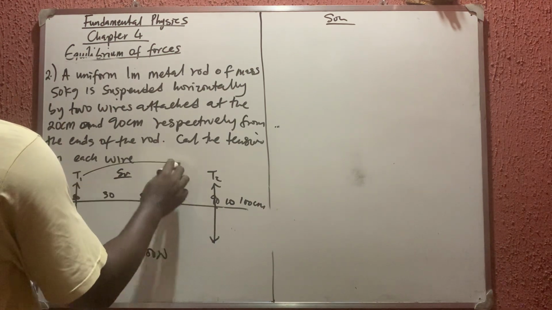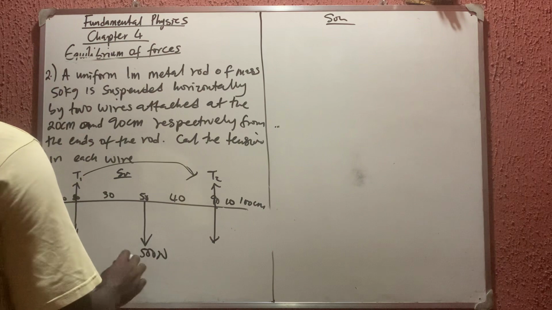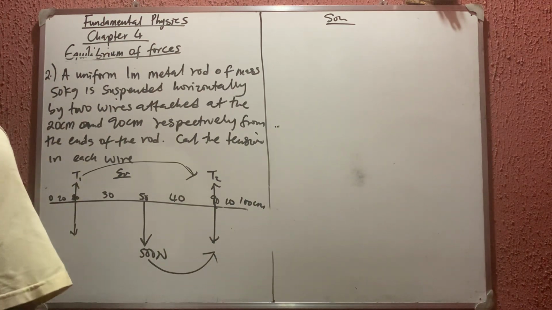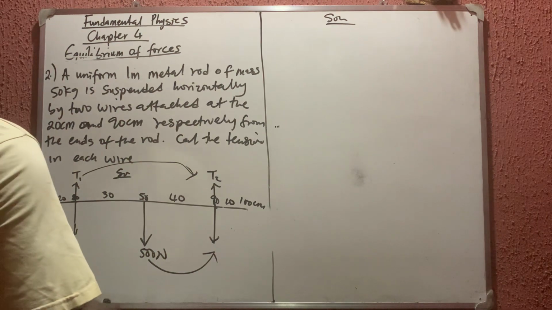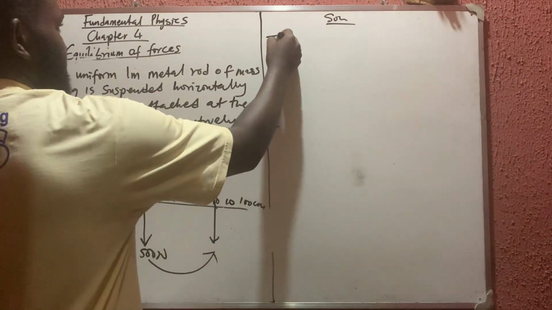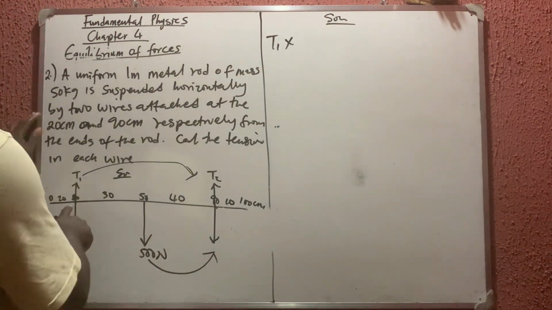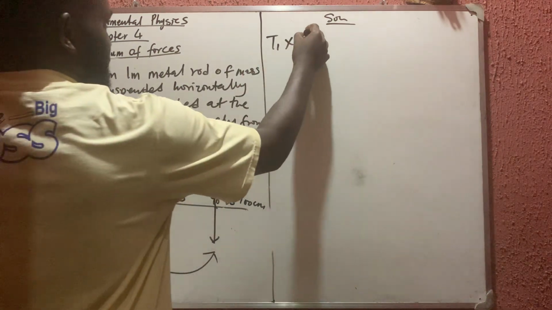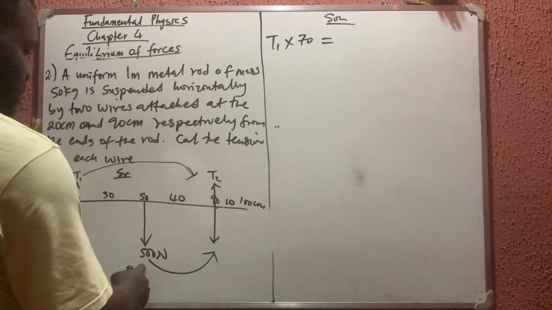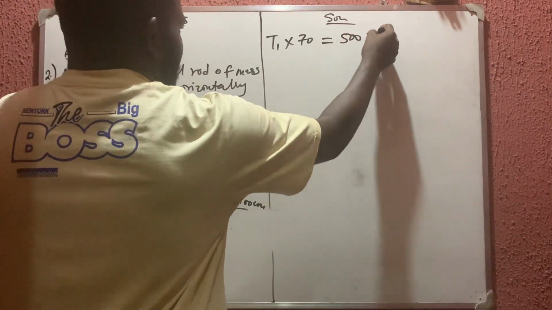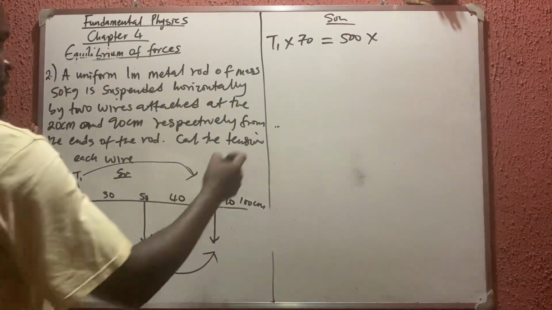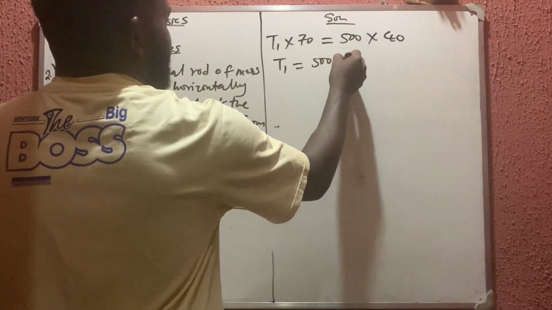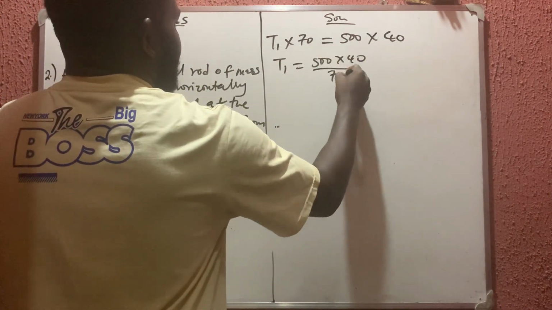If everybody is acting here, you are going to see that these are the two distances and the two forces that are there. So now the first one, T1: you see that T1 times the length from here to this point, 30 plus 40, which is 70, is equal to 500 times the distance from here to here, which is simply 40. So you're going to have that your T1 is equal to 500 times 40 divided by 70.